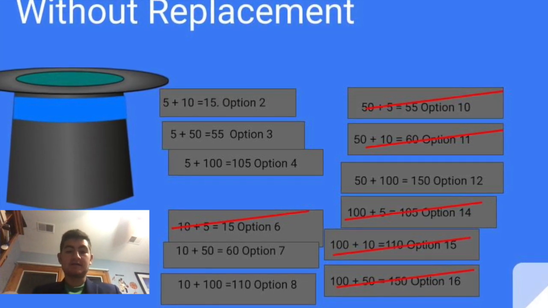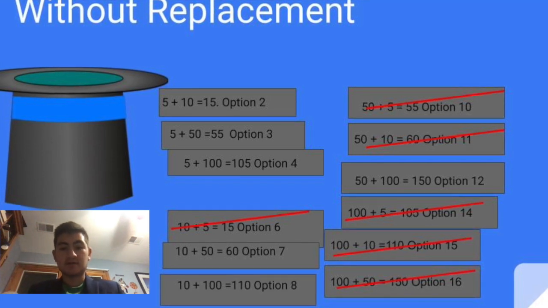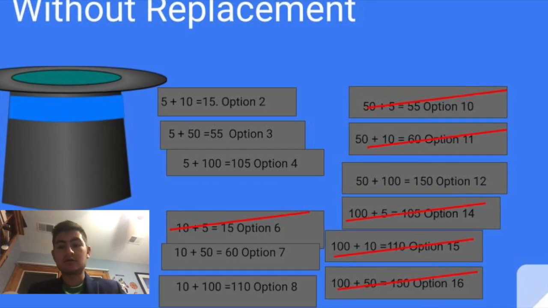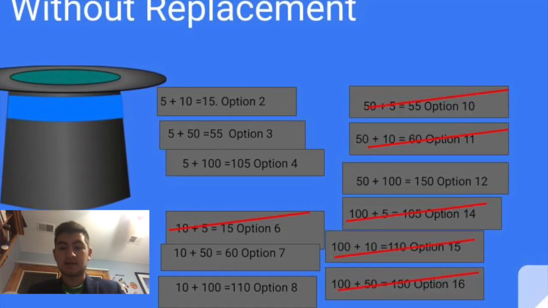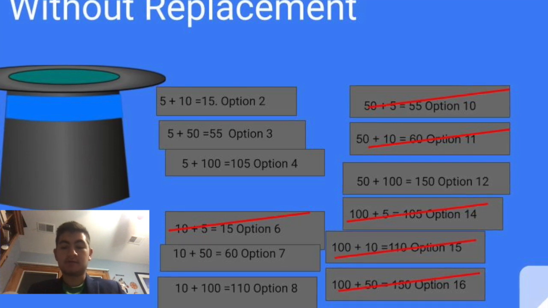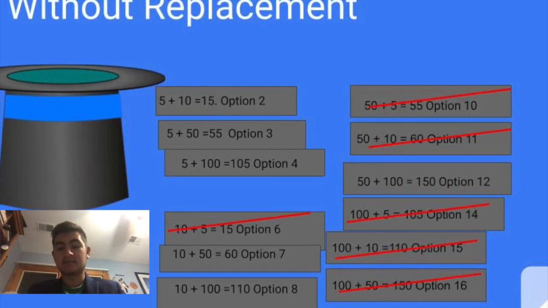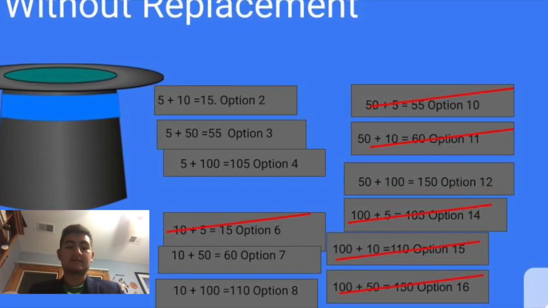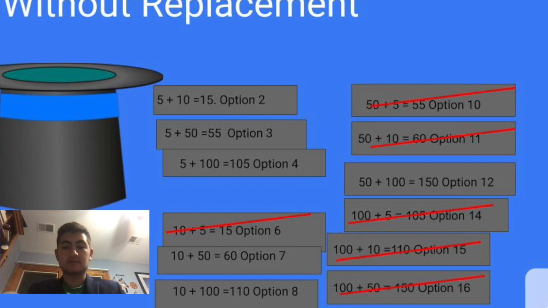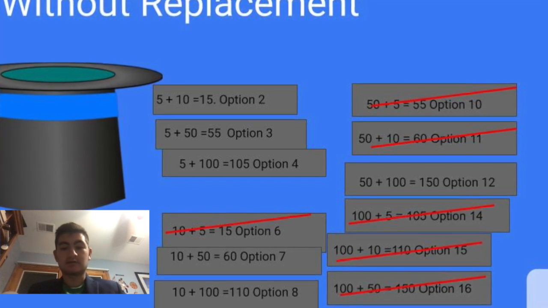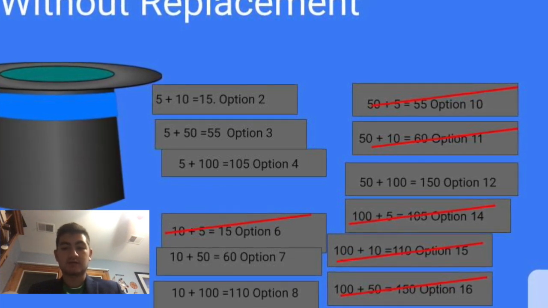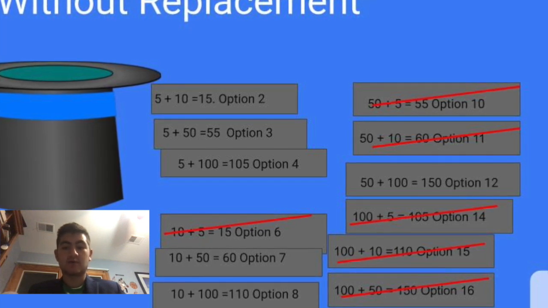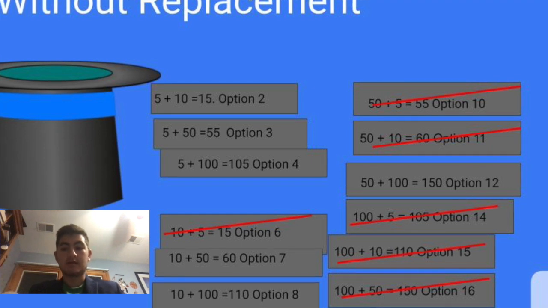So to end this problem off, with replacement the answer is you have 10 different possible sums. For without replacement, you're only going to have 6 possible sums. The reason without replacement has fewer sums is that every single time you're picking, you don't have another possibility because you took a slip out. So you'll never have 10 plus 10, you'll never have 100 plus 100, you'll never have 50 plus 50, and you'll never have 5 plus 5. So that is why there are 4 fewer options without replacement.